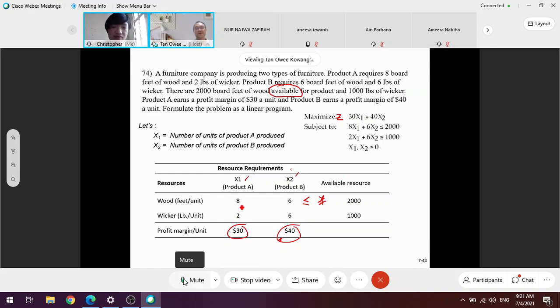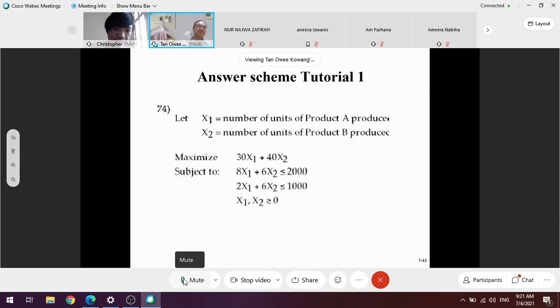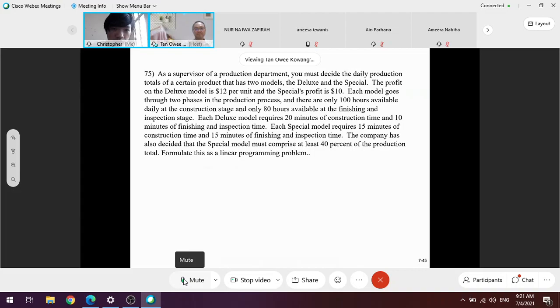So 8x1 + 6x2 smaller or equal to 2000. Then 2x1 + 6x2 smaller or equal to 1000. So don't forget to put this one, and question one and question two. This is question one. But for me I think it's good for you to put this answer. Okay. Question two. How many decision variables?